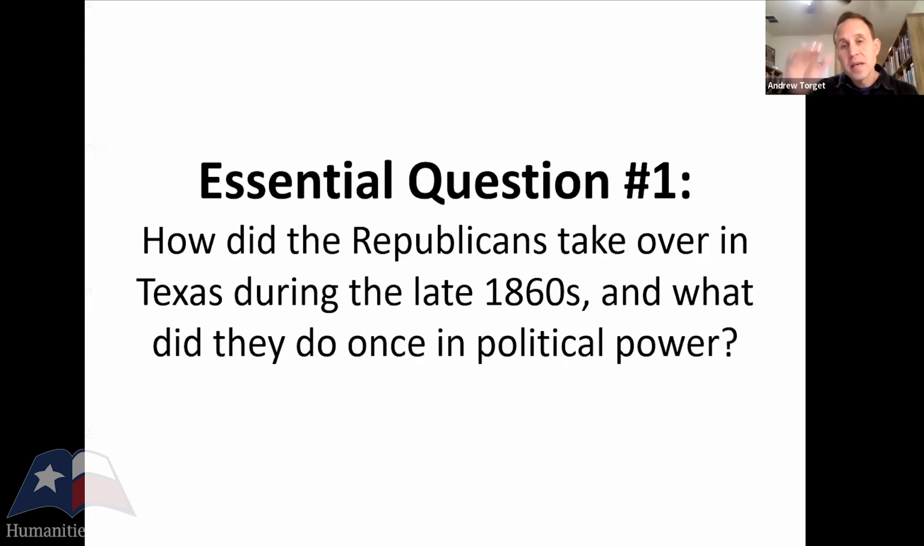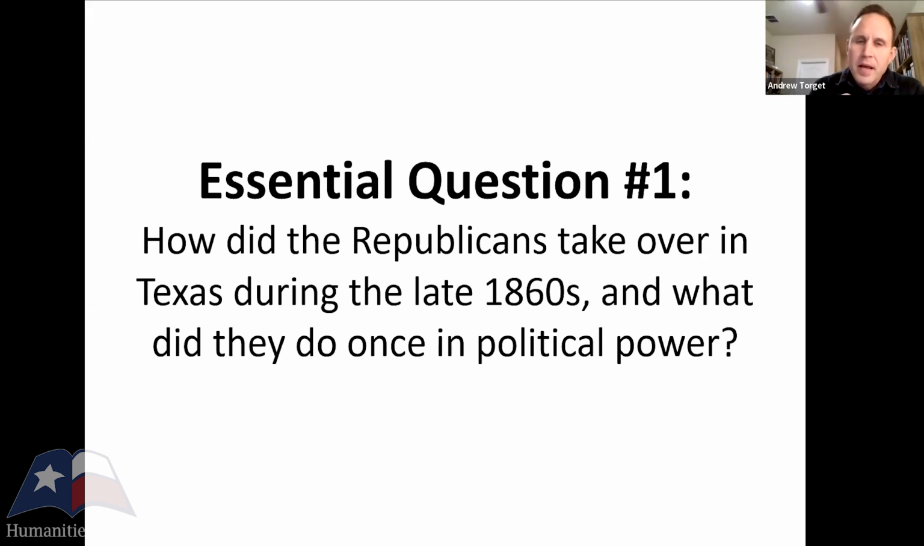And so when that happens, things shift dramatically in Reconstruction to this new Congressional Reconstruction period. Right. So the central question for this first section is, how did Republicans take over in Texas during the late 1860s? And what did they do once they got into political power?